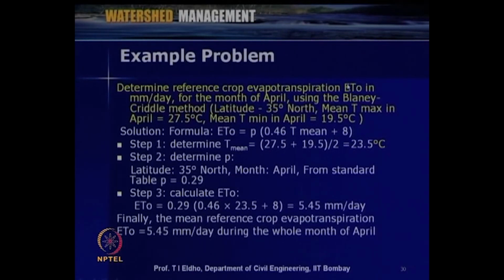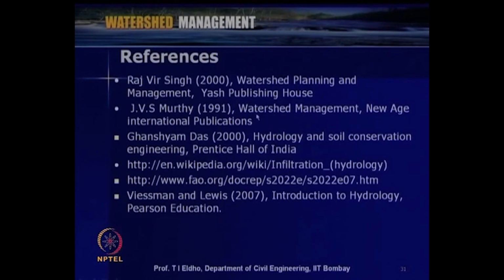Then to calculate the evapotranspiration, say if we want to use the Blaney-Criddle method. For example, the temperature is given as 27.5 and 19.5, the maximum and mean for April. Then we can use the Blaney-Criddle equation. From the given latitude we can identify the p value as 0.29, and then we can calculate the reference crop evapotranspiration using this equation. So, this shows how we can use the Blaney-Criddle method. These are some of the important references used for today's lecture, based on these books and websites.